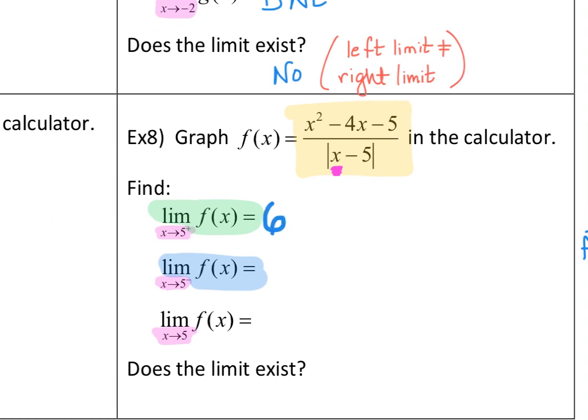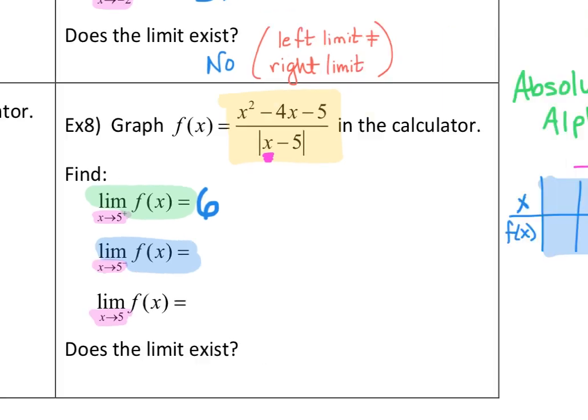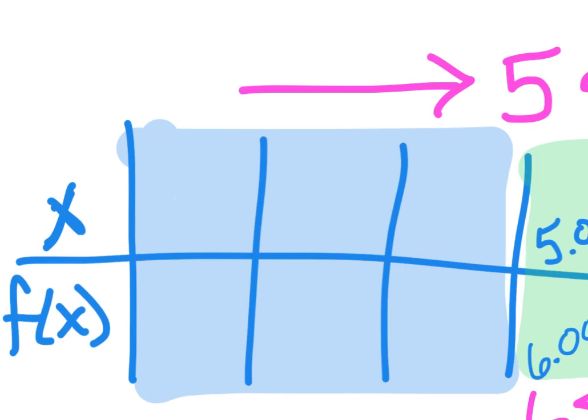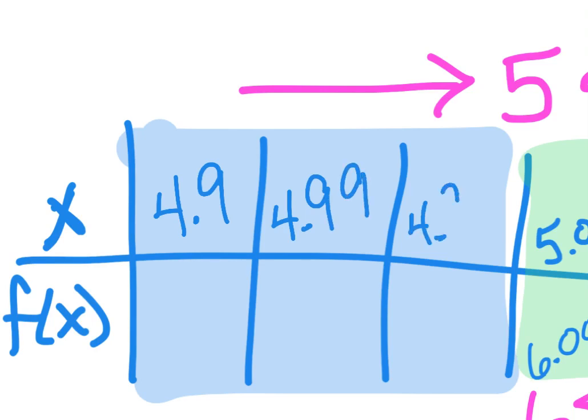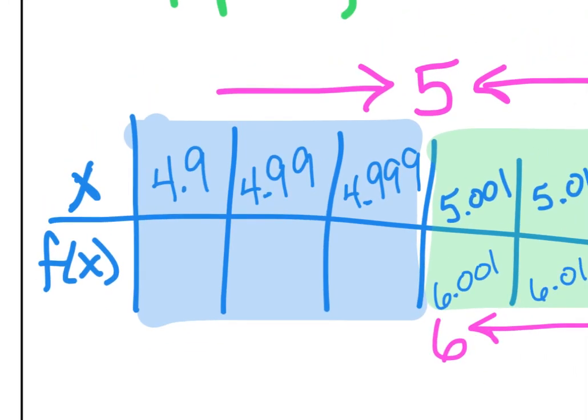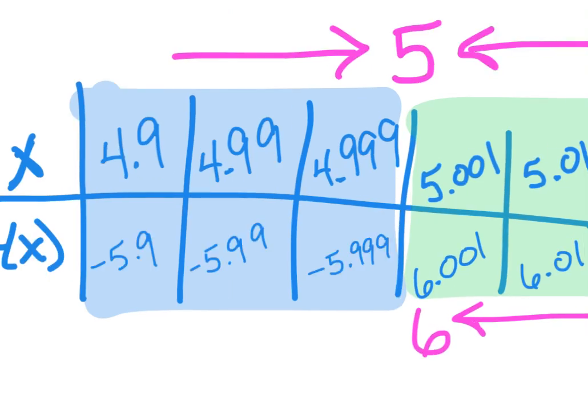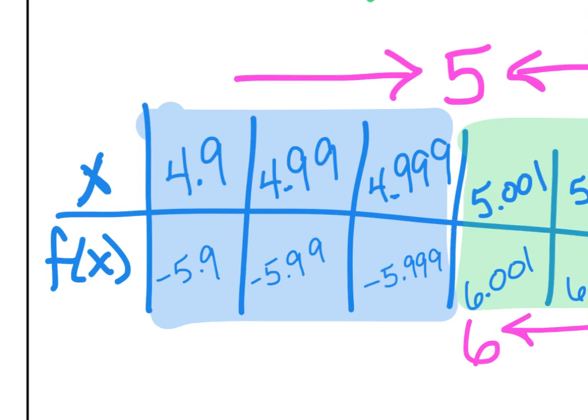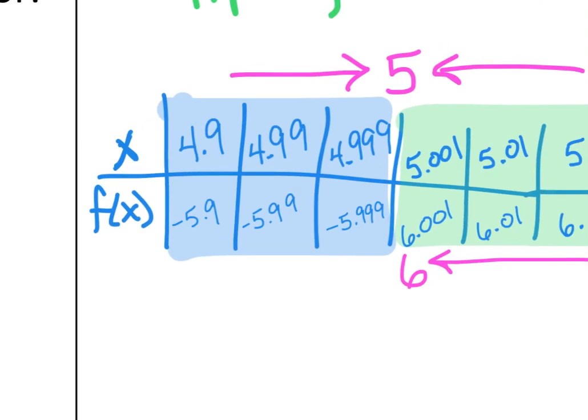And then let's do those same computations as x approaches 5 from the left. And so the numbers for your x values here are going to be 4.9, 4.99, and 4.999. So again, go ahead and pause the video and fill in your table. And so these are the values that you should get, and you will see that as x approaches 5 from the left, the y values approach negative 6. And those two numbers are different.